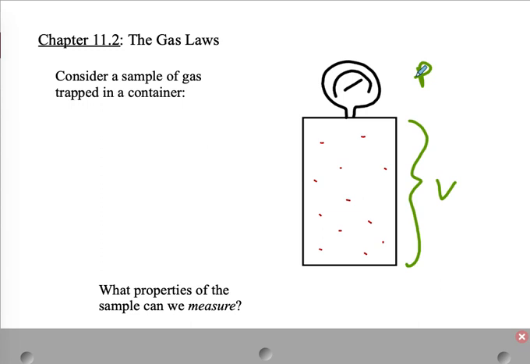With a suitable device, we can measure the number of particles in the sample of gas, which I'll symbolize with lowercase n. And if I have a thermometer or some other device, I can measure the temperature of the sample of gas. So, there are four measurable properties we're going to deal with.